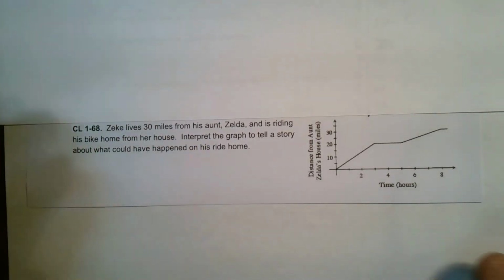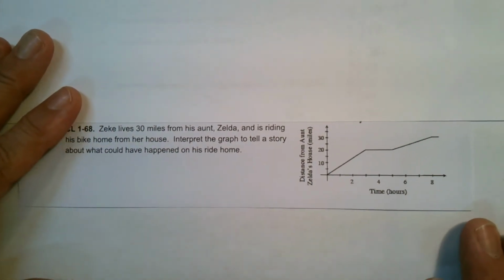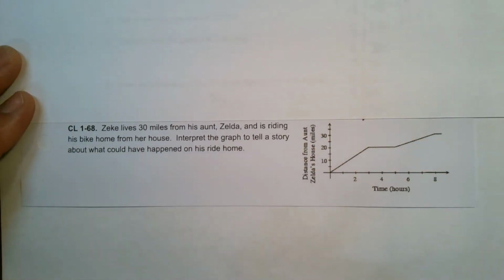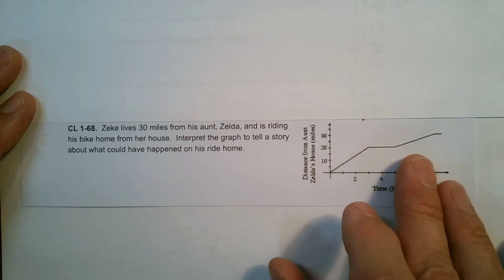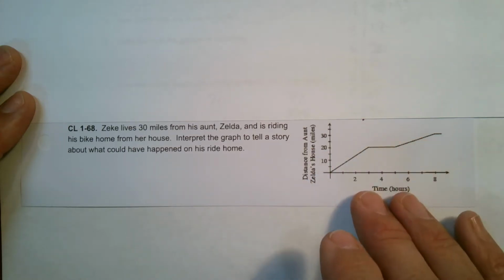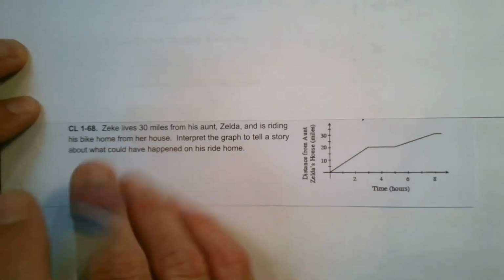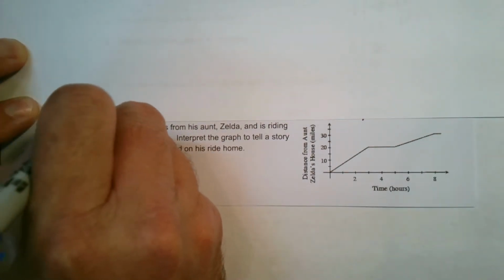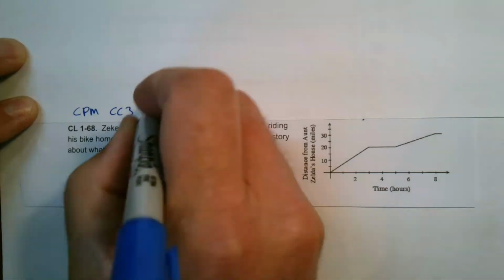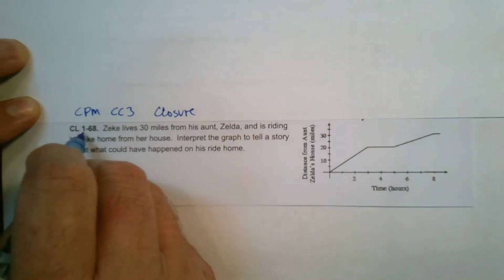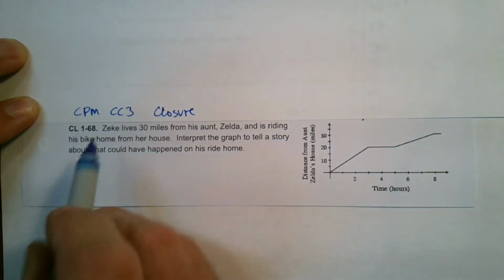We are looking at a problem that has to do with graphing or describing a story based on a graph. So, given a graph and the trajectory of that line, the data in this graph, can we come up with the story of what's happening? This is from CPM, course 3, the closure exercises, closure 1-68.